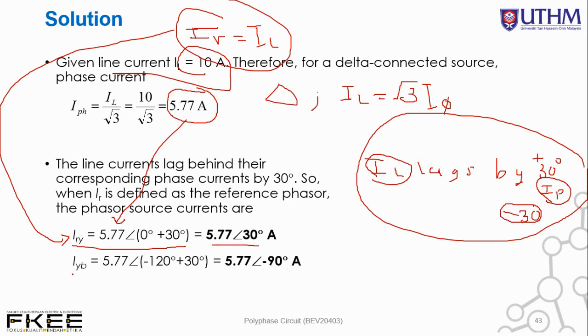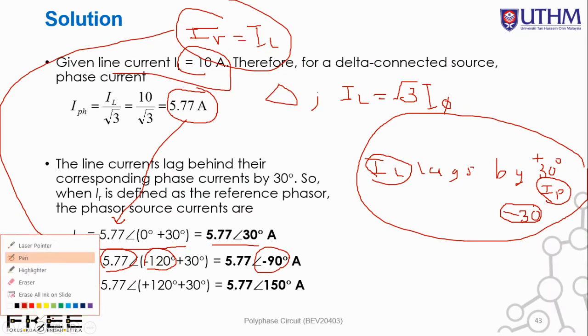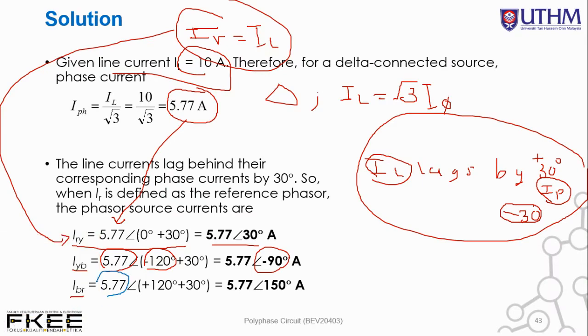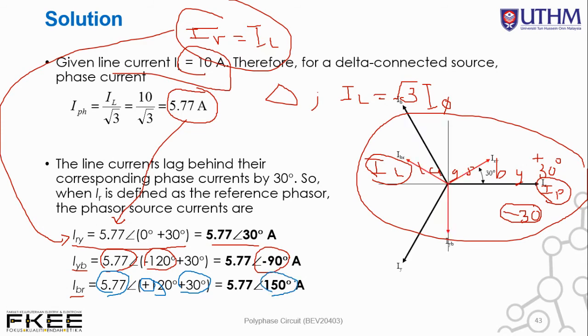So similarly for the second phase current, IYB. Similar magnitude. This one is minus 120 degree plus 30 degree, so you get minus 90. So the third one, IBR, we do have the same current magnitude over here, and then you have plus 120 plus another 30 degree. So you simply get 5.77∠150° ampere.